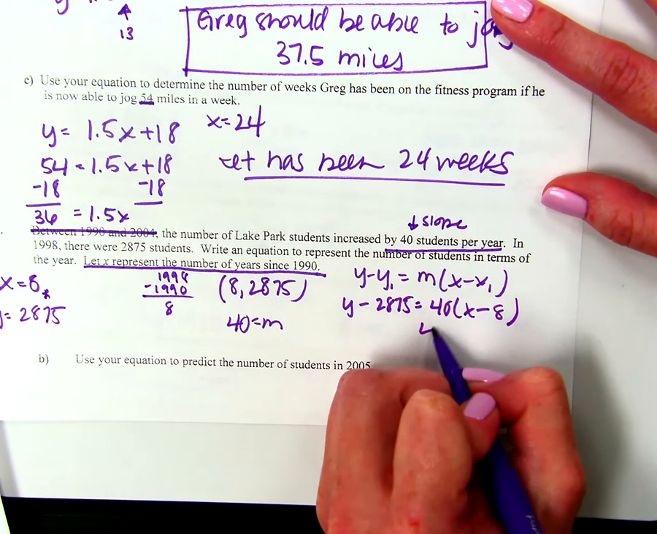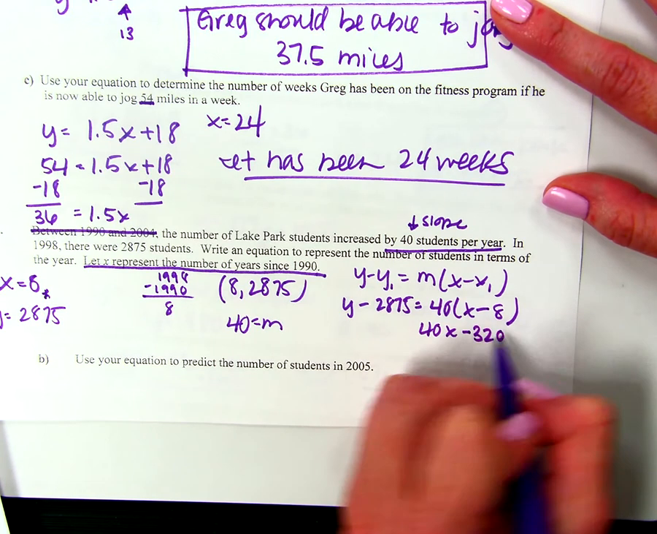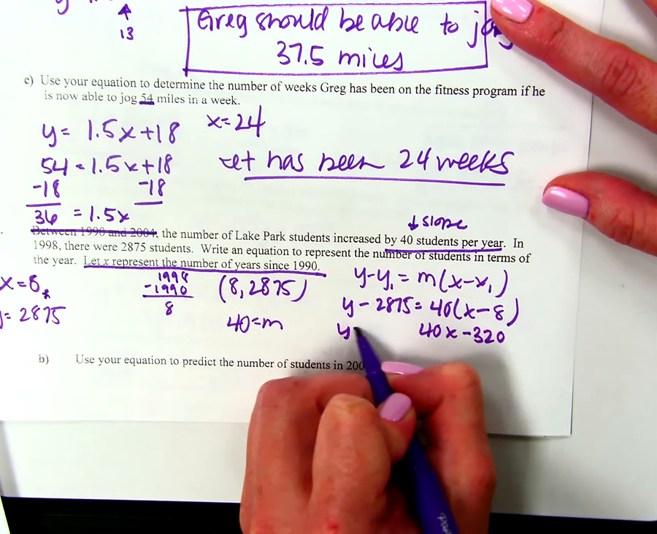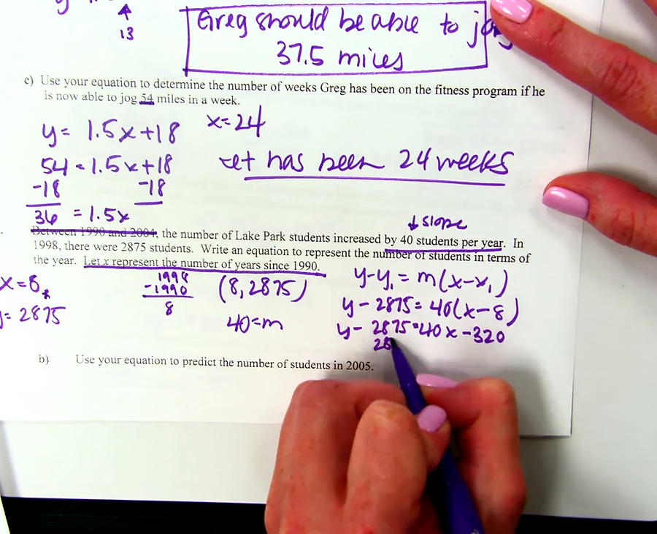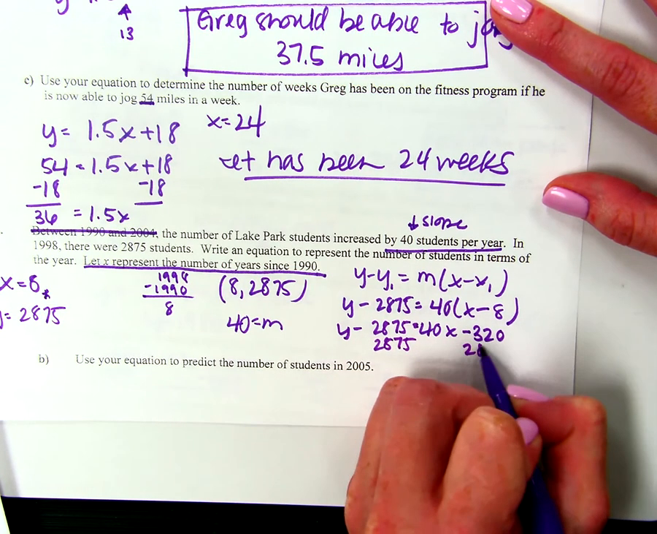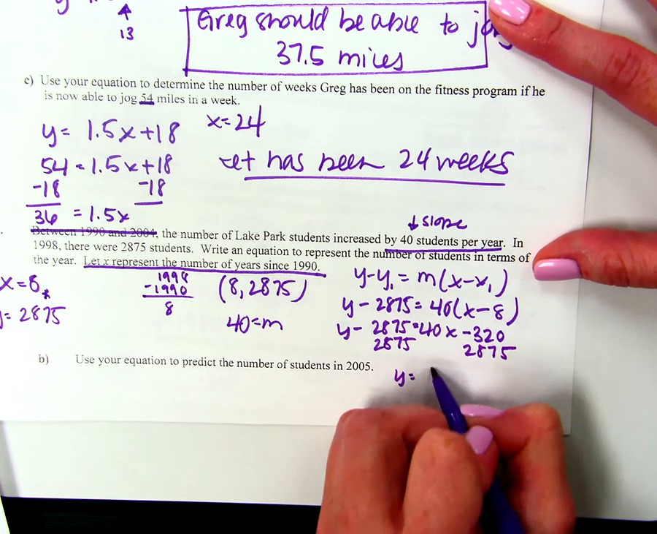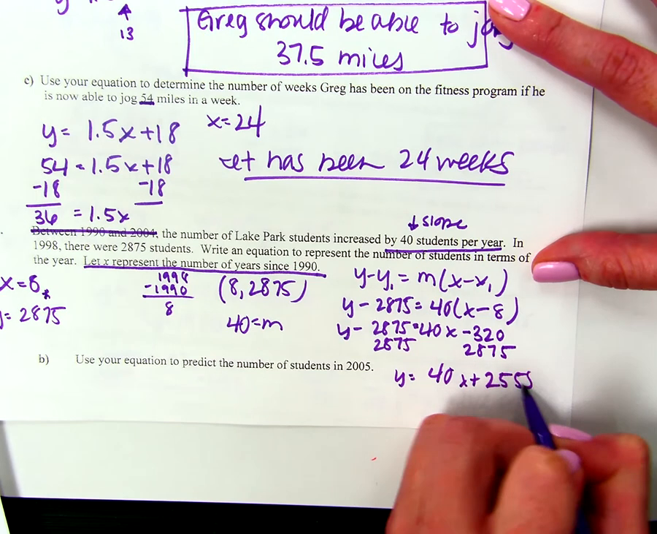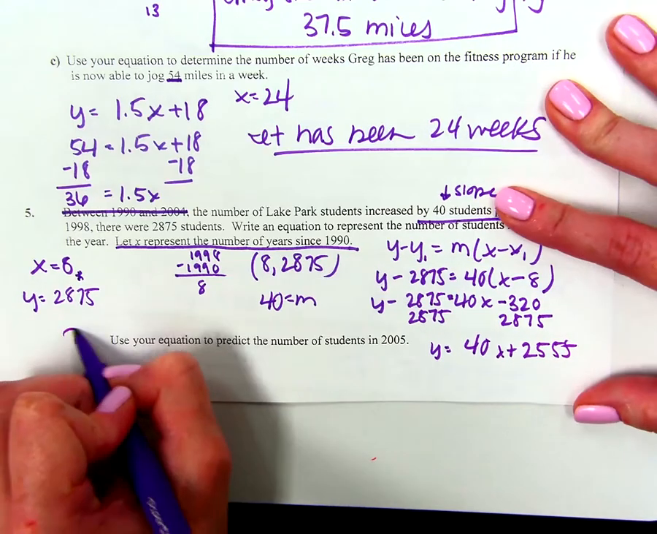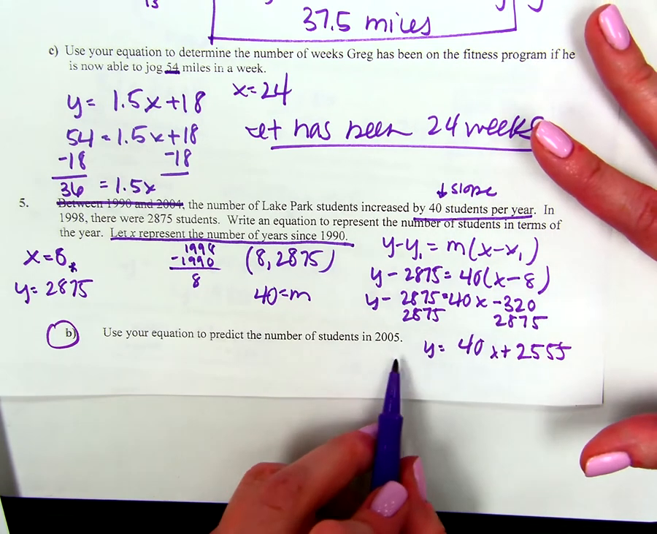So I'm going to distribute. And then I'm going to add 2,875 to both sides. And I'm going to end up with y equals 40x plus 2,555. And then we can go over b together. But we're going to just use our equation to predict the number of students in 2005.